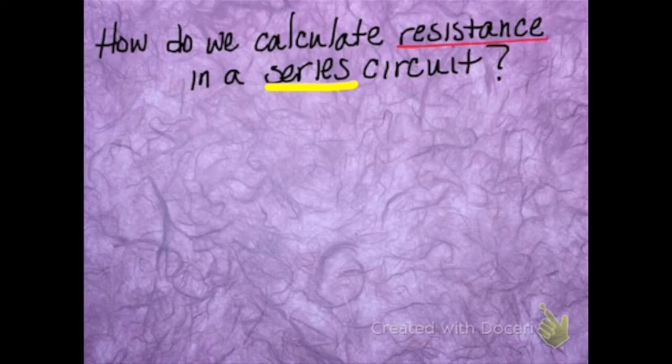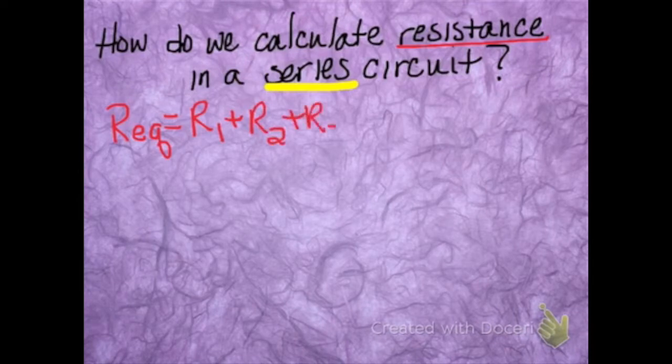Resistance, keyword. Well, we have an equation for that. Imagine that, especially in physics, right? So, Req, resistance, equivalent, is equal to R1 plus R2 plus R3, and so on, and so on. So what this tells us is that Req is the equivalent resistance.